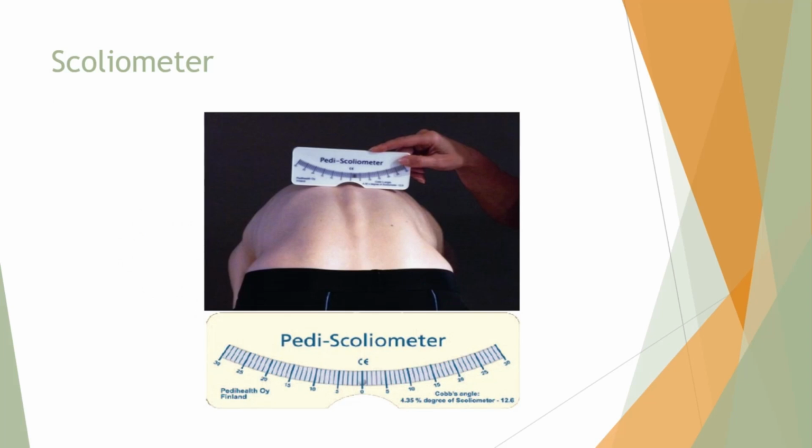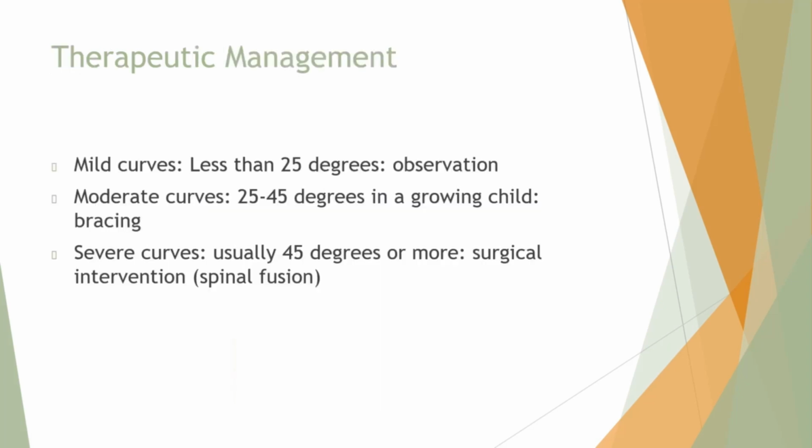And so to use it, you want to gently lay the scoliometer across the deformity at right angles to the body with the marking centered over the curve. And then we're going to observe the reading to see what degree of curvature there is. The general rule is to refer to a provider with a scoliometer reading of 10 degrees or greater.